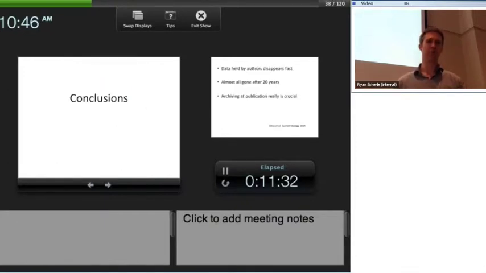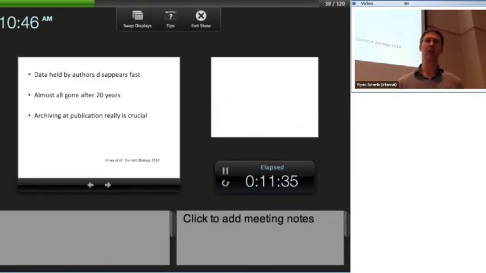So to conclude, data held by the authors disappears pretty quickly. It's almost all gone after 20 years. And of course, data that's 20 years old actually starts again, especially for ecological studies and evolutionary studies, to get really useful because now sufficient time has passed that you can expect there to be fairly substantial differences between what you saw then and what you'll see now. And so it's very unfortunate that almost all these data sets have now been lost. So archiving at publication is really crucial, as you know.